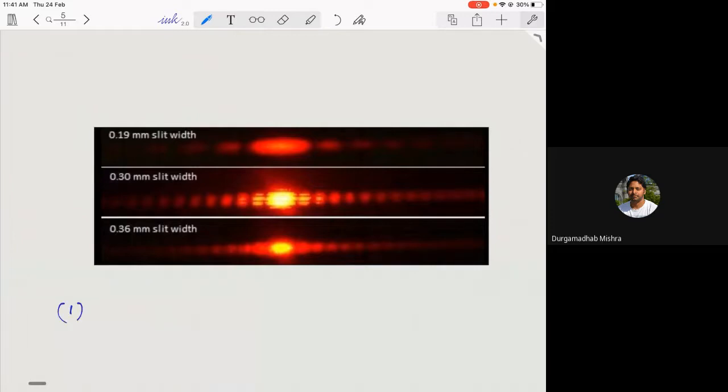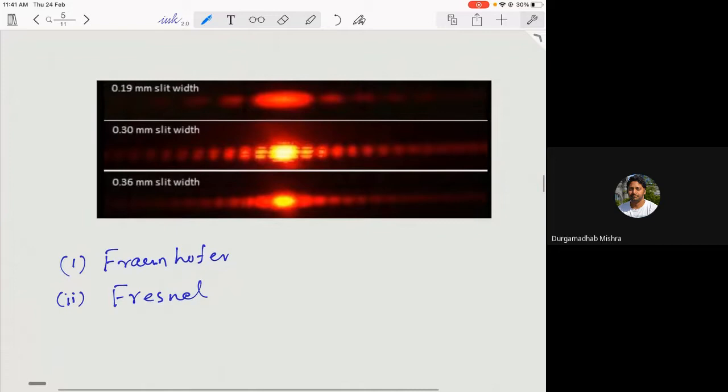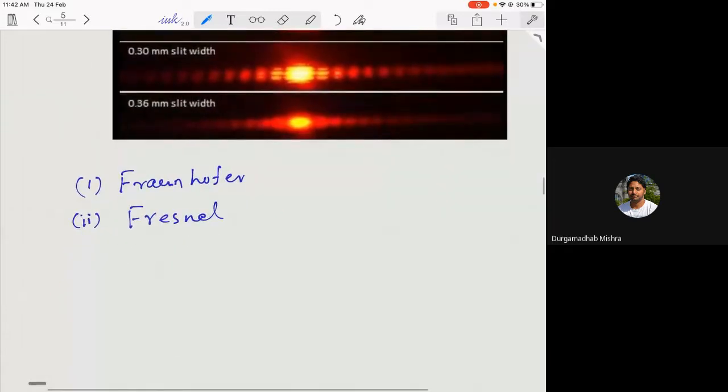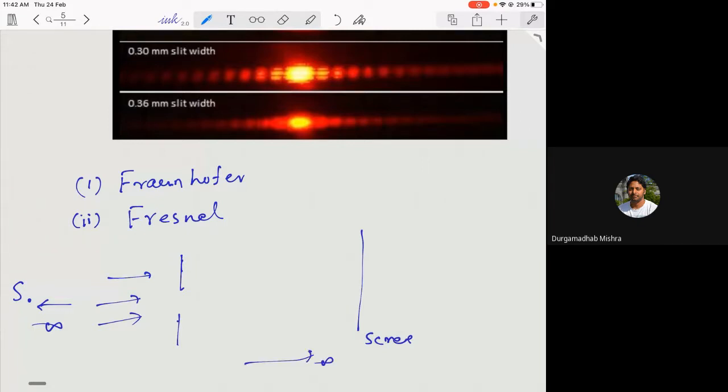One is the Fraunhofer and the other is the Fresnel type diffraction. We will focus on the Fraunhofer diffraction today. And what is Fraunhofer diffraction? You have a slit with parallel light incident on it, and that means you assume the source is at infinity, an infinite distance. Similarly, you assume your screen is also at an infinite distance from your aperture. In that case, you will observe the diffraction pattern on your screen.